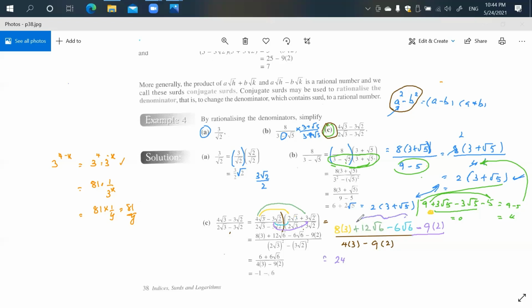This one we can combine, correct? This one plus, this one minus, 12 minus 6, so plus 6 root 6. And the last term here becomes minus 18: 24 minus 18, sorry, then this one subtracted becomes 6, right? Left 6. And then yes, that's all. And then plus 6 root 6.